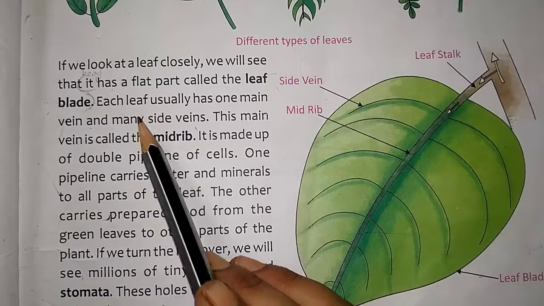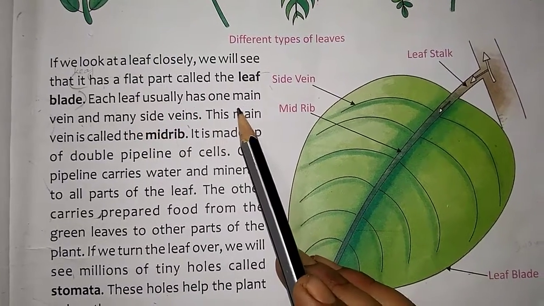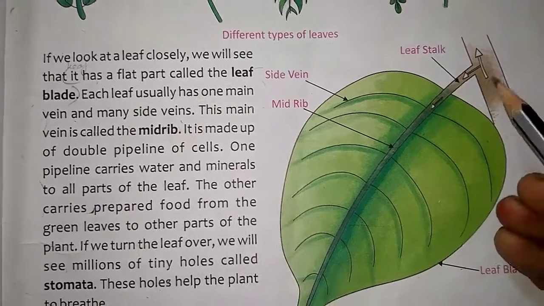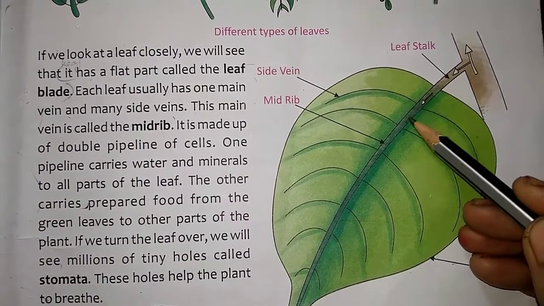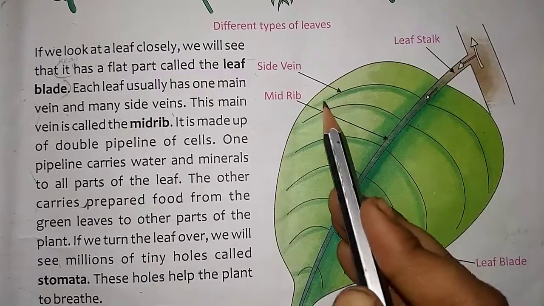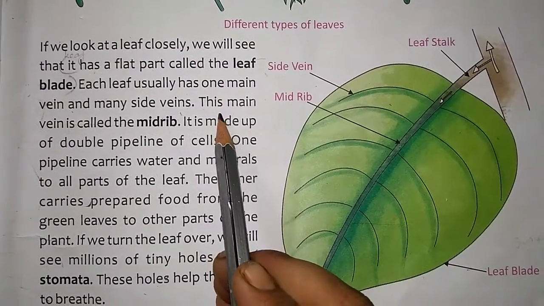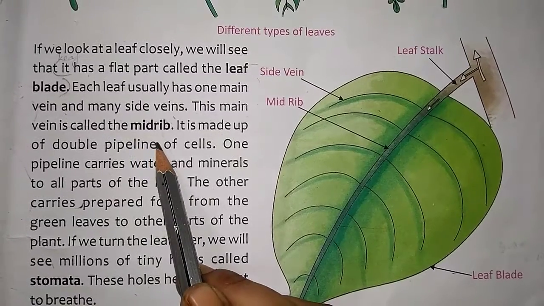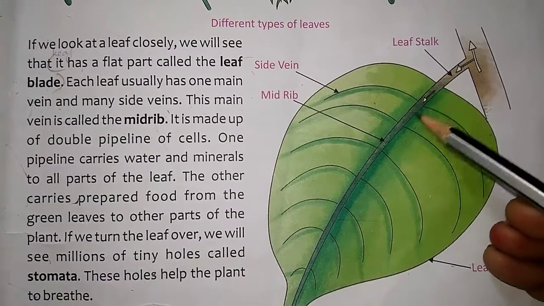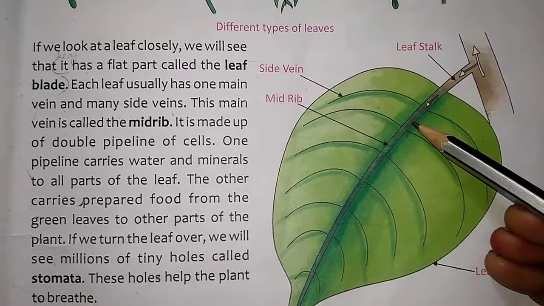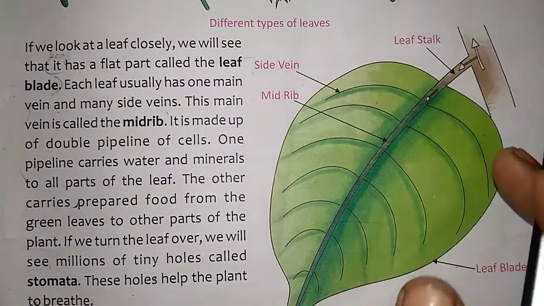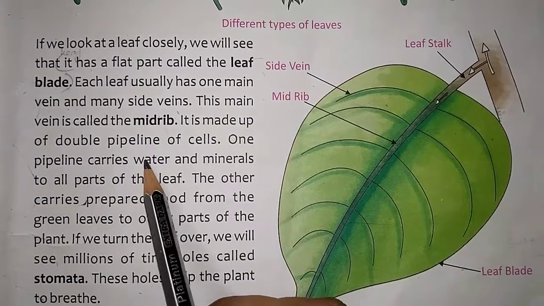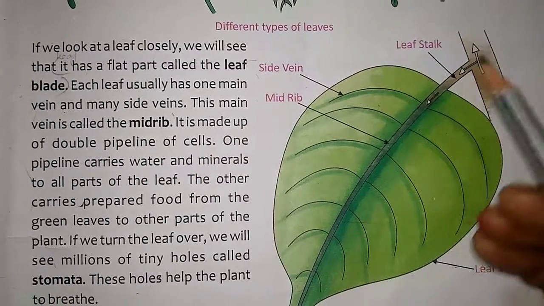Each leaf usually has one main vein and many side veins. Now this is the main vein. It is known as the midrib, and these are the side veins. This main vein is called the midrib. Main vein and midrib, it is the same. It is made up of a double pipeline of cells. It has a double pipeline.